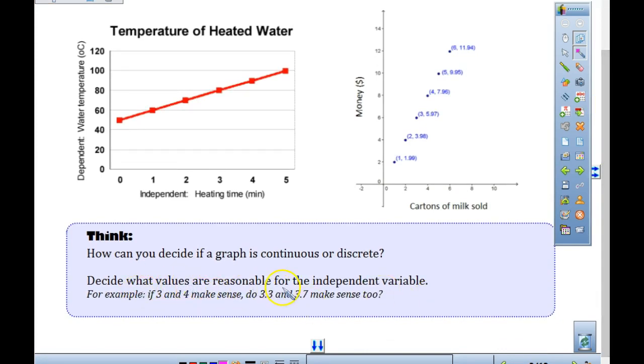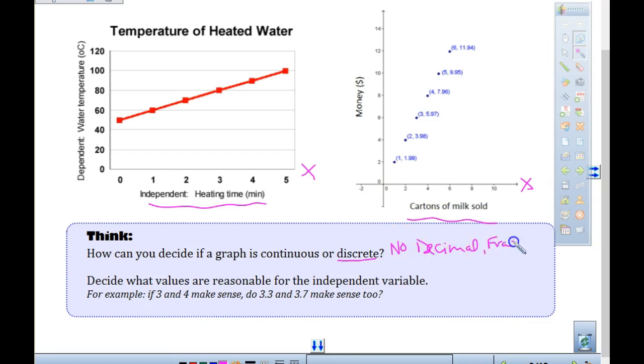When you decide what is a reasonable independent variable, independent, remember that is your x, right? So independent is always on our x-axis. If you can have a fraction or decimal, it's going to be continuous. If you cannot, if it's only 3 or 4, then you are going to have discrete. So discrete, no decimals, no fractions. If you're buying granola bars, you cannot buy half of a granola bar. So no decimals or fractions.